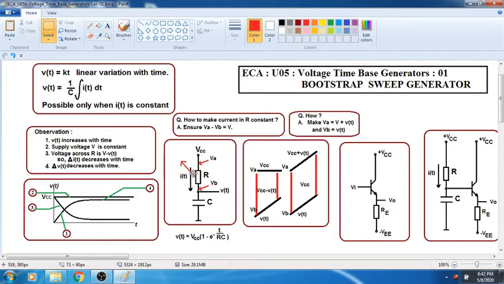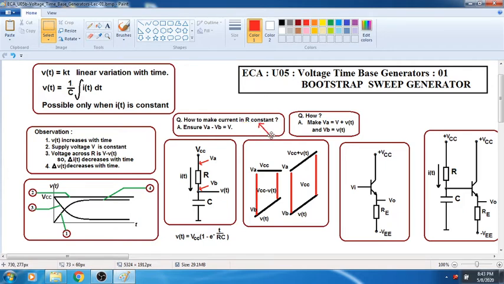Now the simple answer to that is make the current flowing through the resistor constant. If the resistor current is constant, the capacitor current is also constant. So naturally the voltage across the capacitor will be linearly increasing with time. Okay. So for that, how do we make the current constant?